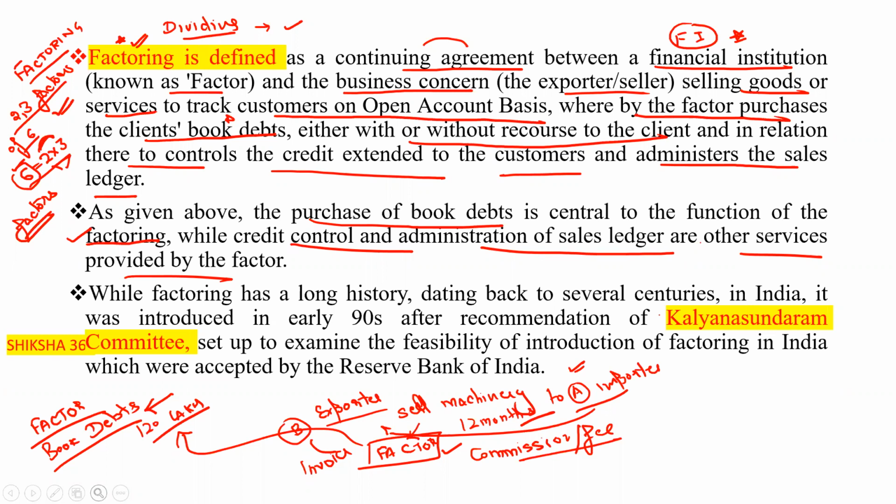Now move to the next point, which is the question. While factoring has a long history dating back several centuries, in India it was introduced in the early 90s, after the recommendation of the Kalyanasundaram Committee that was set up to examine the feasibility of introducing factoring in India, which was accepted by the Reserve Bank of India. So please remember that it was on the recommendation of the Kalyanasundaram Committee.